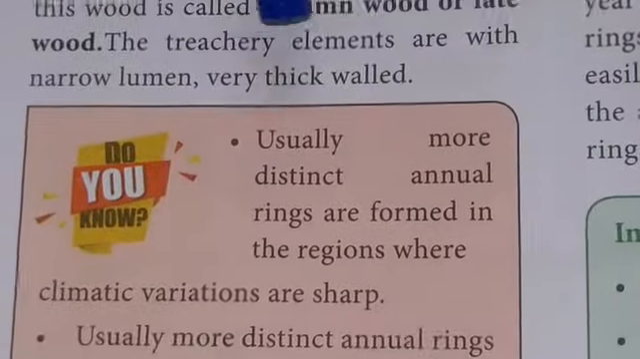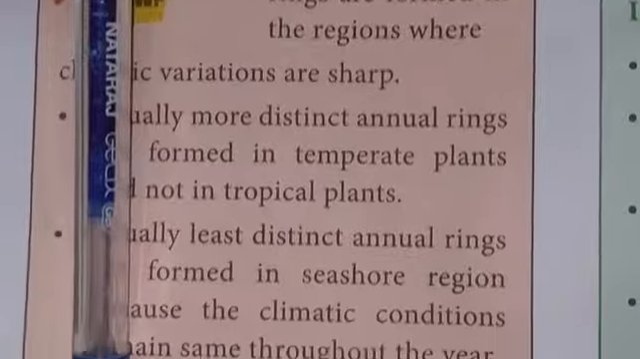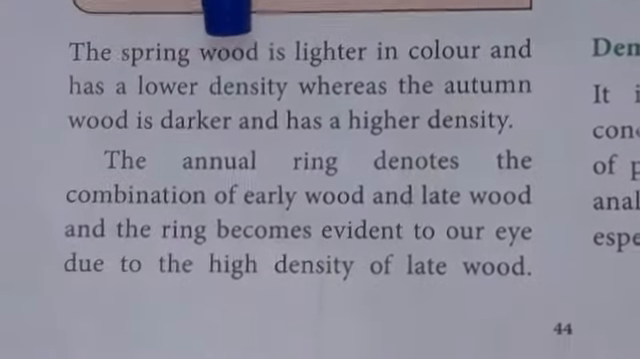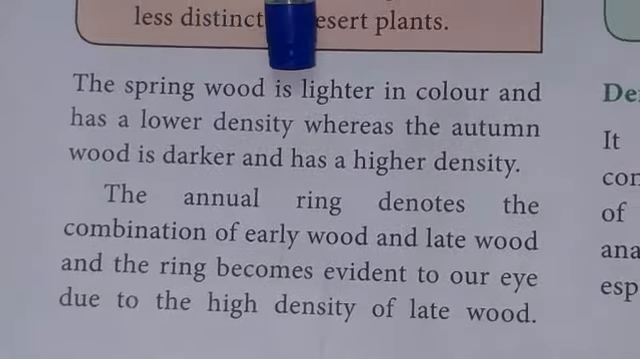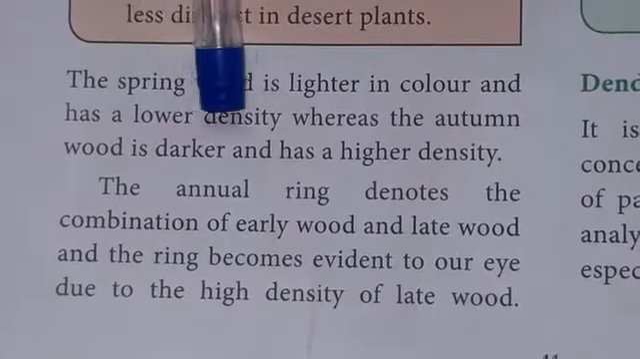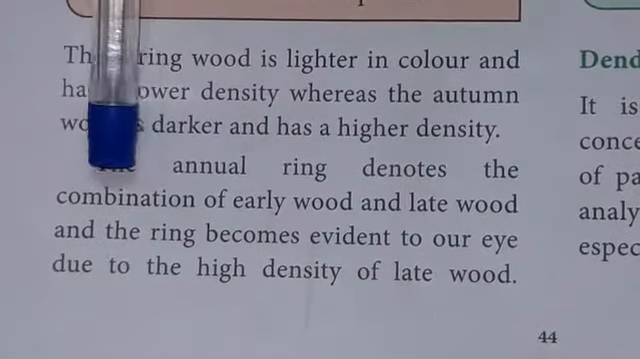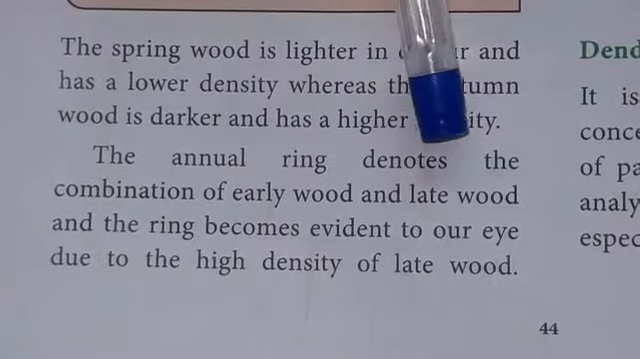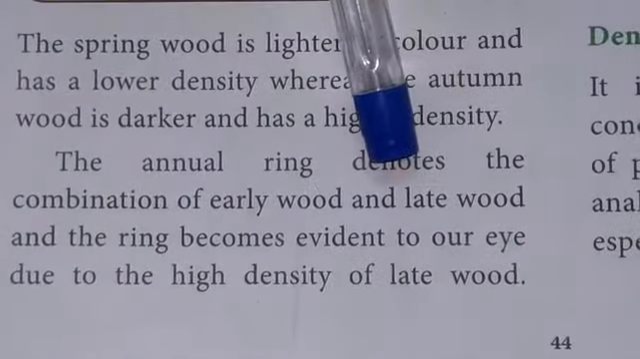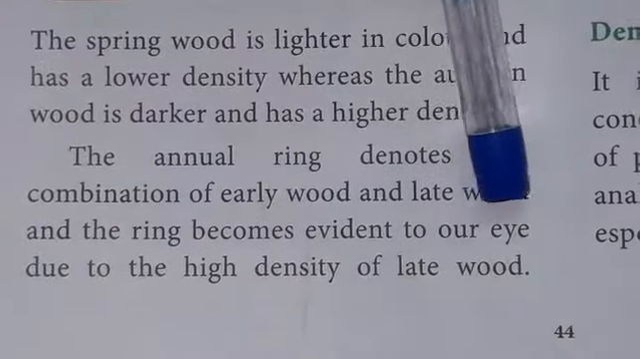In nature, the spring wood, that is the first formed wood, is lighter in color and has a lower density compared to the autumn wood, whereas the autumn wood is darker in color and has a higher density. The annual rings denote the combination of early wood and late wood, and the ring becomes evident to our eyes due to the high density of late wood.